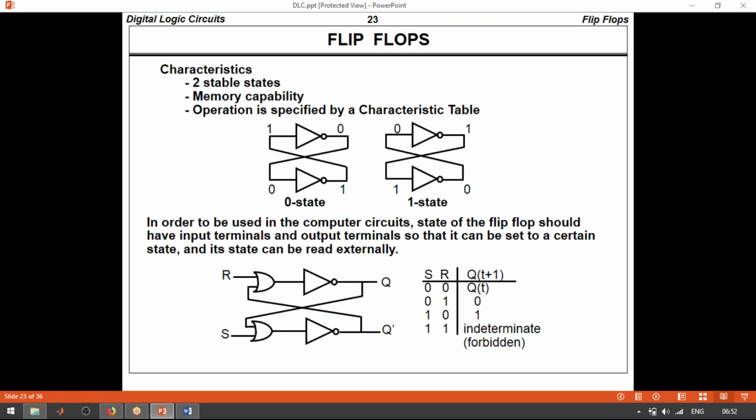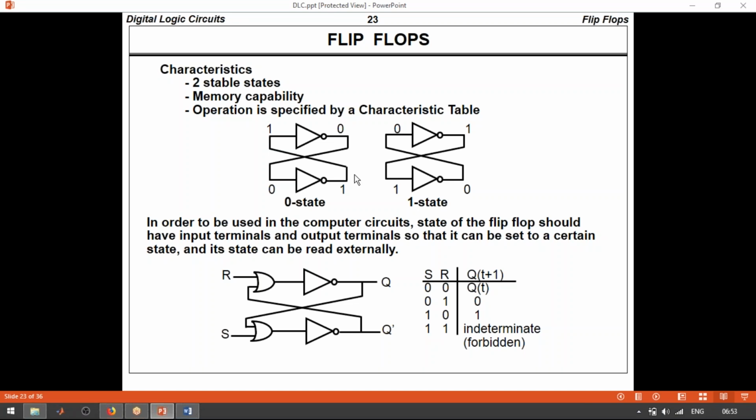So the next one is the sequential circuit. As already said, if feedback is present, then the combinational circuit acts as a sequential circuit. That means the feedback retains the memory, that is, it retains the previous output. That's why it is called a sequential circuit.